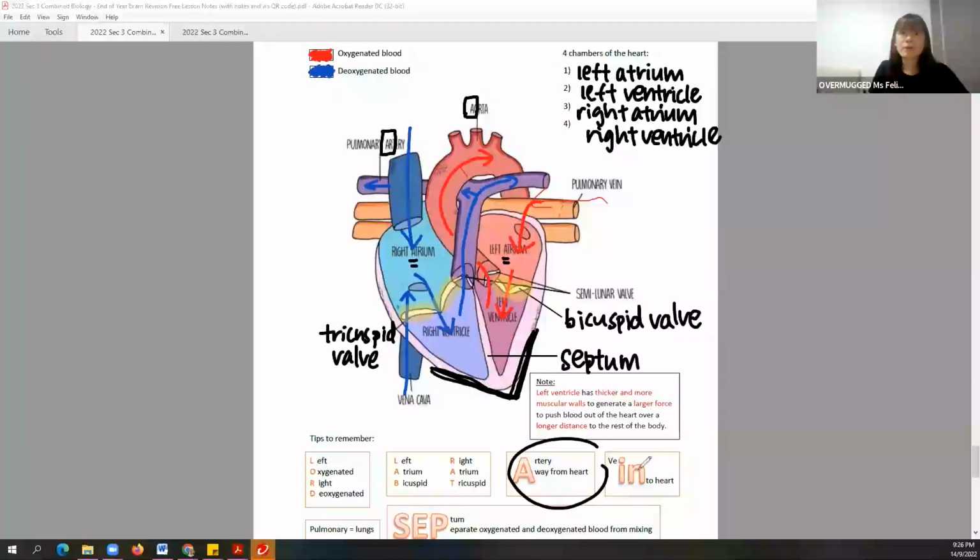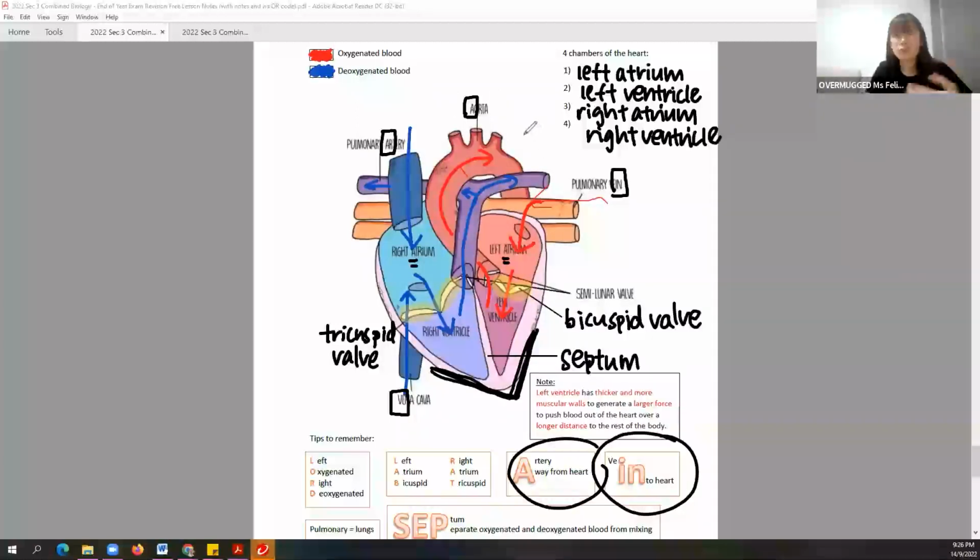Okay, then next is for vein. Vein, you go by V-E-I-N. I-N is go in, must go into the heart. So that's why you see this arrow here is pointing into the heart. If it points in, it will be vein. Over here also, this one is the vena cava, which is a vein, because you see the arrow pointing into the heart. So now we have already identified artery or vein.